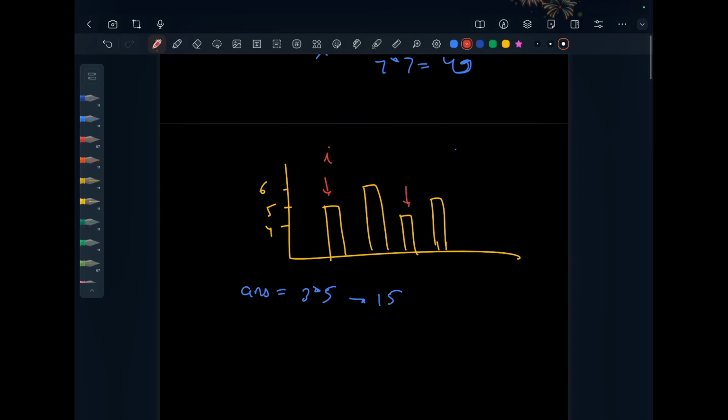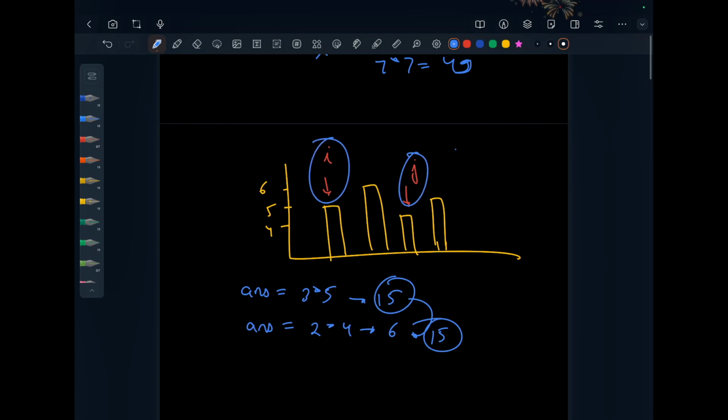So we are saying if we move our j to the left, there may be a chance we can get a better answer. So that's why we moved our j. Now our answer is 2 into 4, it is 8, but 15 is the maximum, so the answer will still be 15. Now this height is smaller than this, so we will move our j. So our j will come here. Now again we will find our answer.